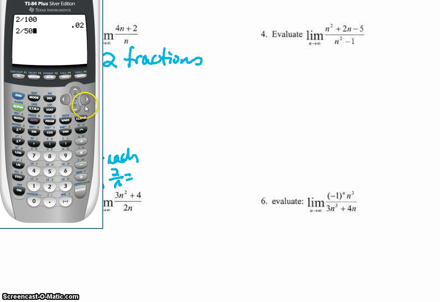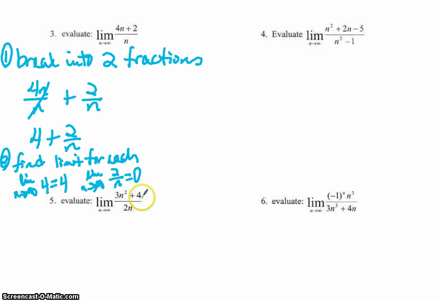2 divided by 500, 0.004. 2 divided by 1,000. What is it getting really, really close to? It's getting really, really close to 0, okay? So the limit of that is 0. So then 4 plus 0, okay? You have your 4 from the first limit plus your 0 from the second limit is equal to 4. And so that is your answer.